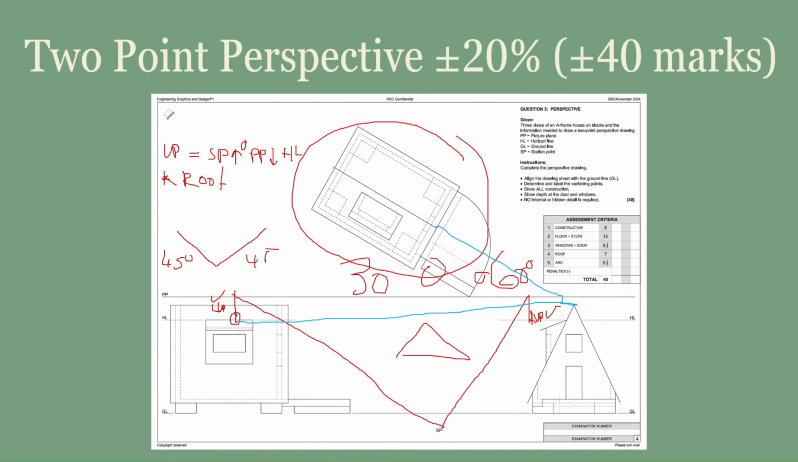Once you've done that, you can bring the height points down that you have projected to the picture plane, always to the SP. They always go to SP, the station point. Where you meet the picture plane, you stop and you come down vertically. So this will be your top part of the roof.